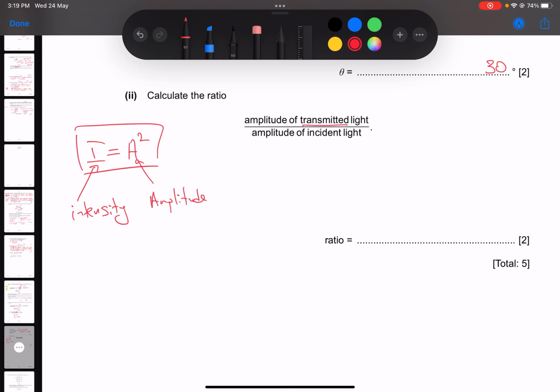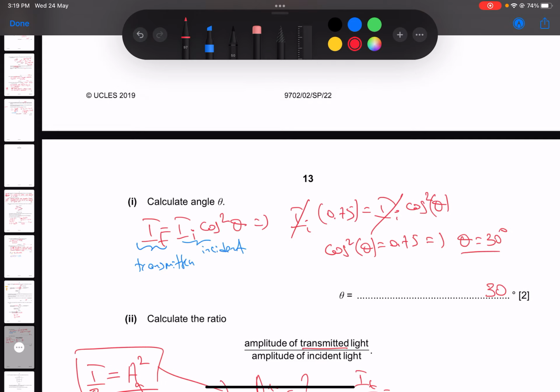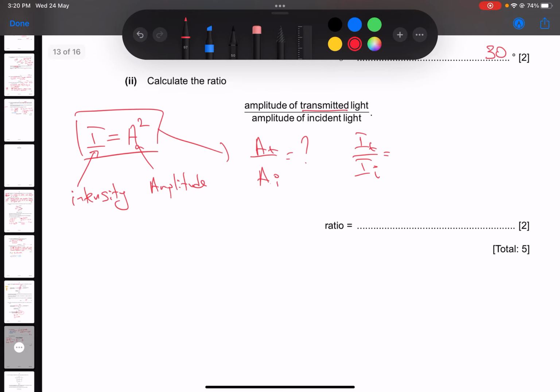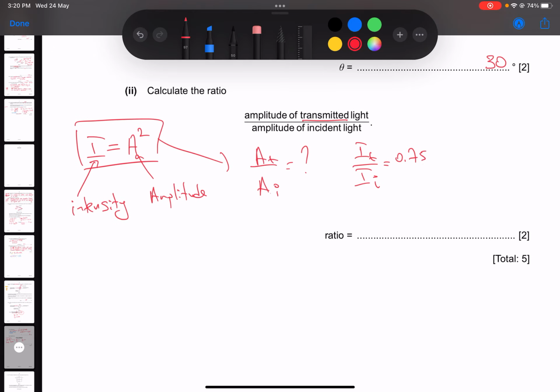Okay, so intensity is the square of the amplitude, directly related to the square of the amplitude. Well, we know everything, right? So what we have to find is I over I0, I transmitted over I incident. That's what we have to find. We already know from here that it's 0.75.